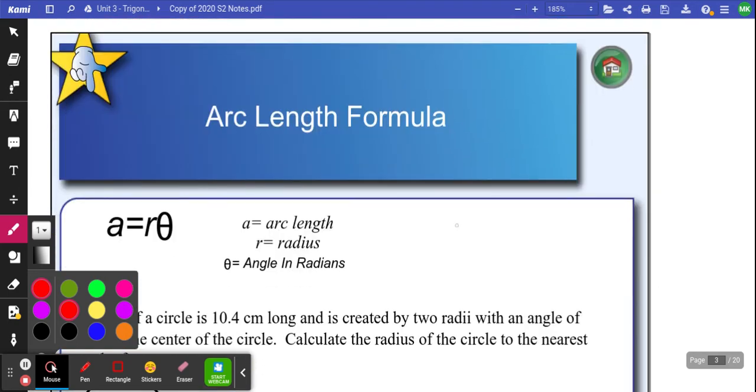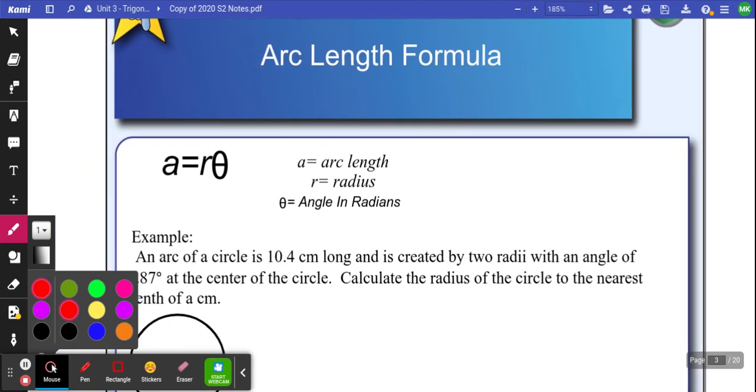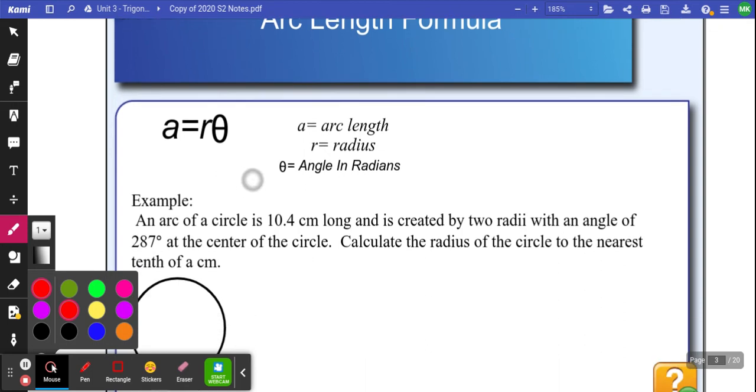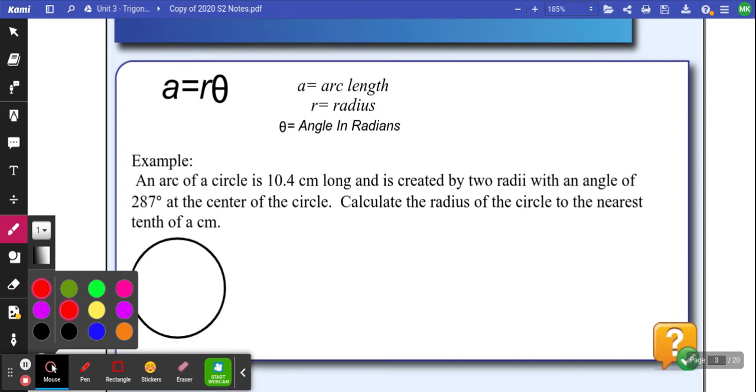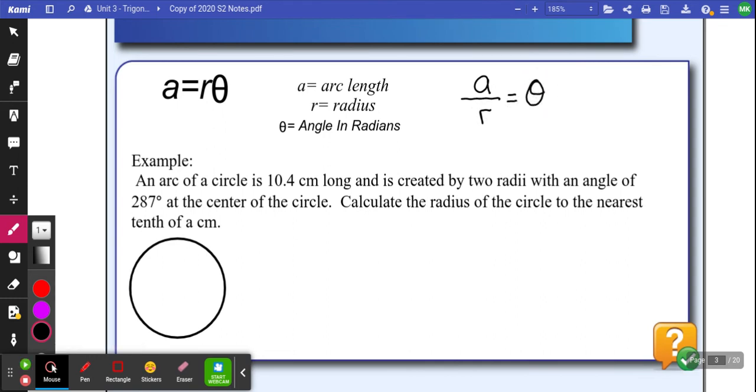Awesome. Arc length. This is something new to you. Arc length is like the distance around the outside of a circle to get from one point to another point. Good question. Well, you have that. The formula that's on your formula sheet is actually A over R equals theta. Is that right? Okay, so it nicely tells you what each letter means.